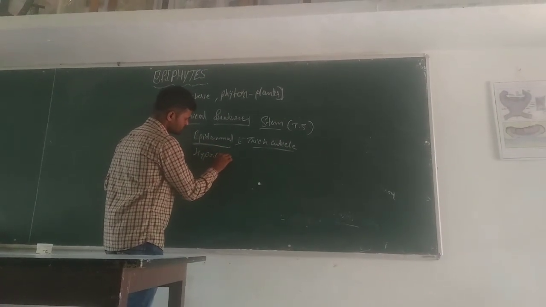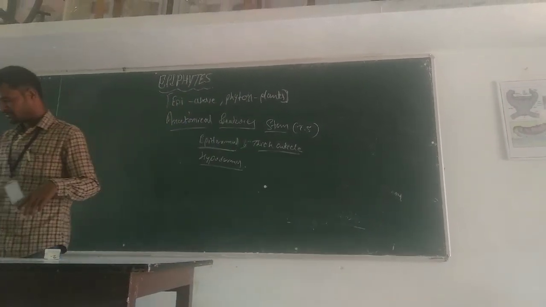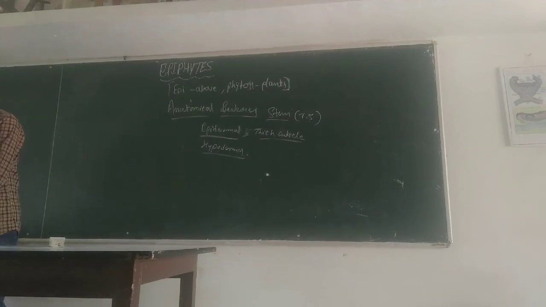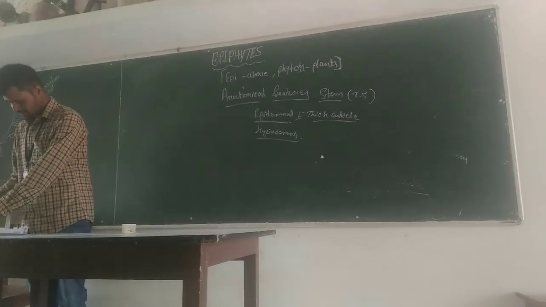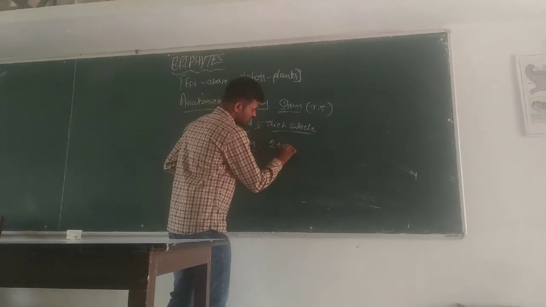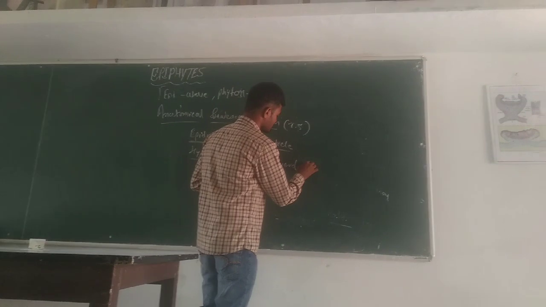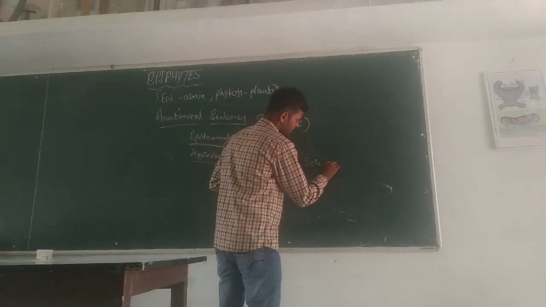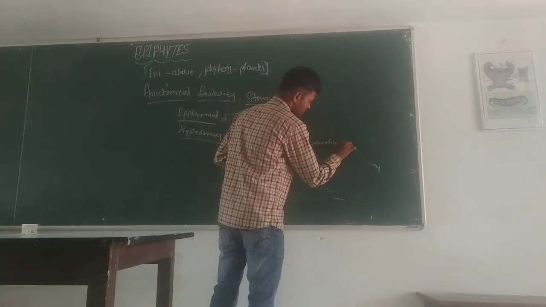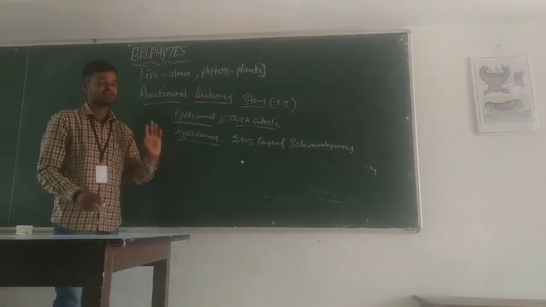The hypodermal region is 2 to 3 layered. These are 2 to 3 layered sclerenchymatous cells. Sclerenchymatous cells are present in the hypodermal region.